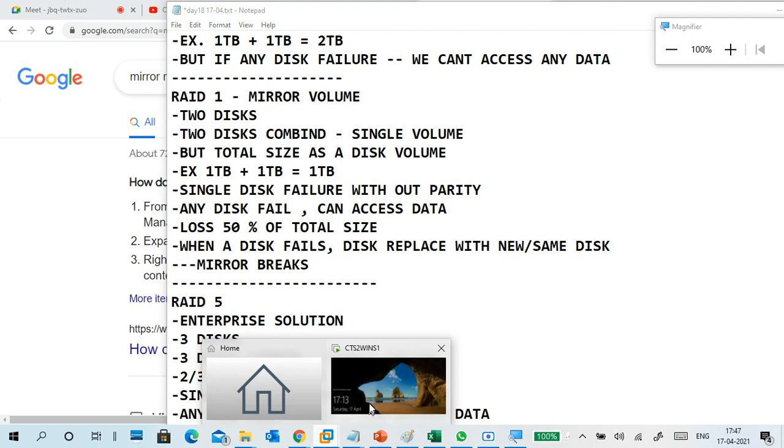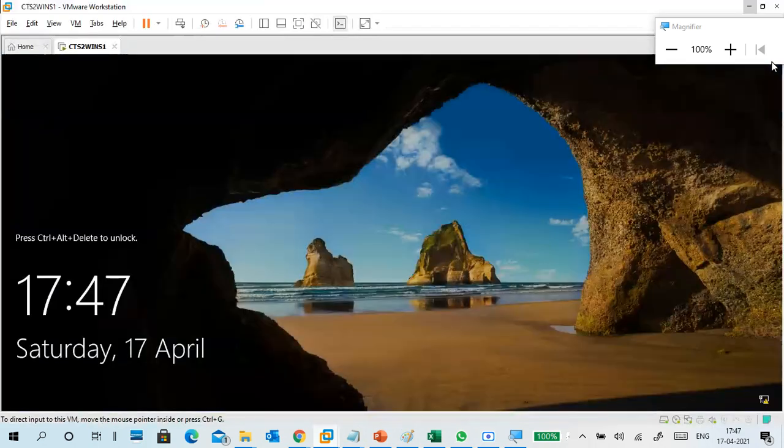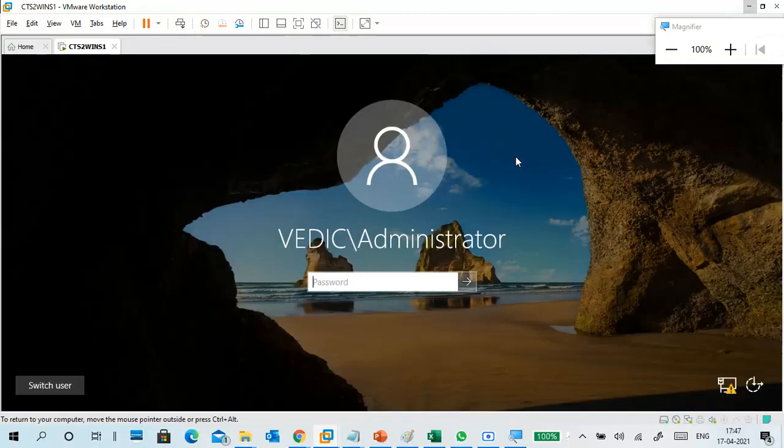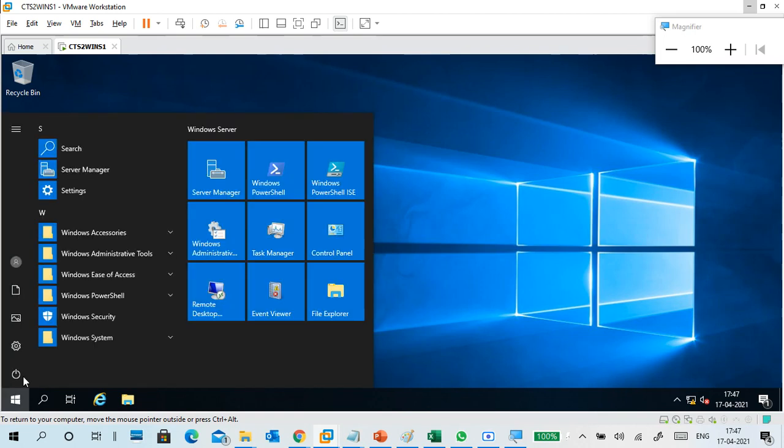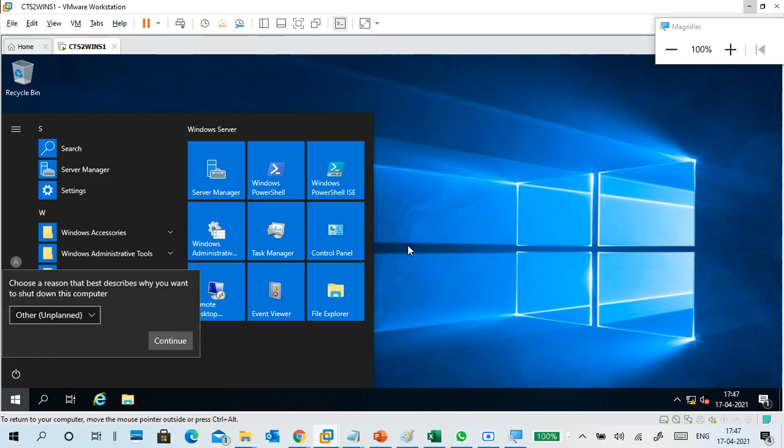One second, guys. First of all, I want to shut down this server, then I will start the server again. Okay, I have work with the server. So RAID we should configure on a server only. I'm shutting down the server.